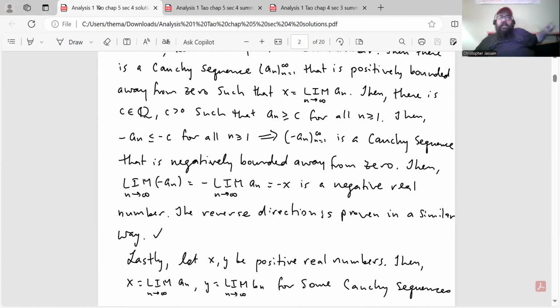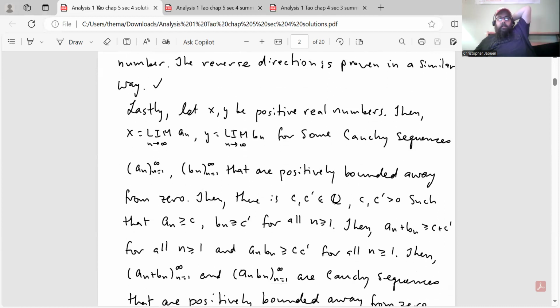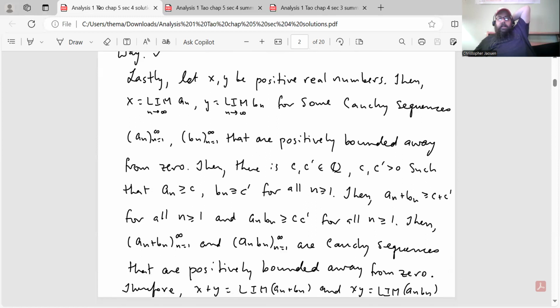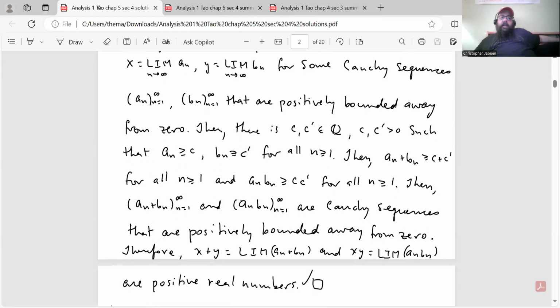The reverse direction I didn't prove here, but it's done in a similar way. So I just didn't do the other part. And then finally, let x and y be positive real numbers. Then x equals the formal limit of a_n and y equals the formal limit of b_n for some Cauchy sequences a_n and b_n that are positively bounded away from 0. Then there are positive rationals c and c prime such that a_n is greater than or equal to c and b_n is greater than or equal to c prime for all n greater than or equal to 1.